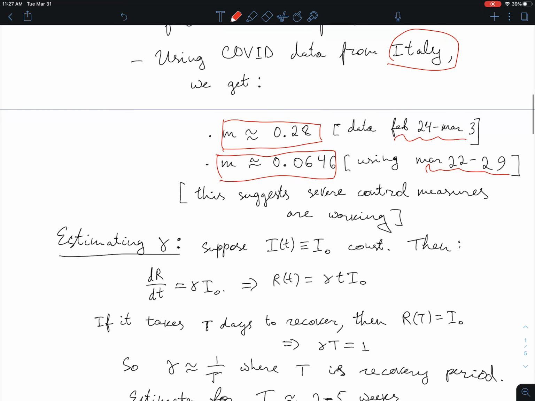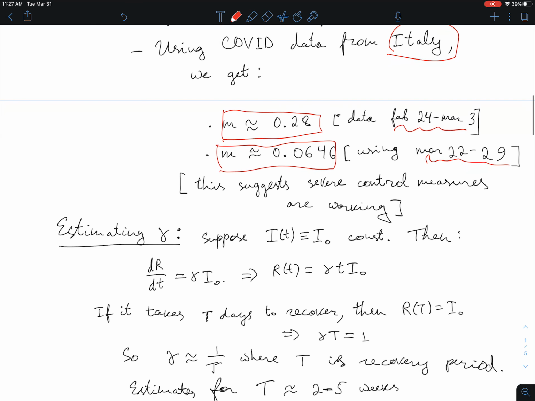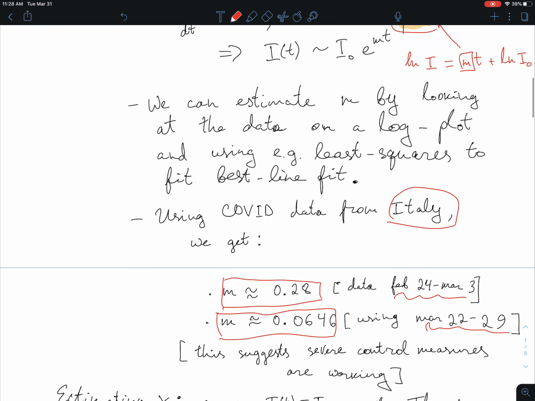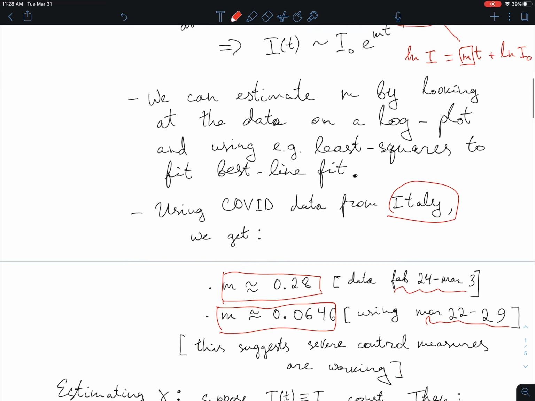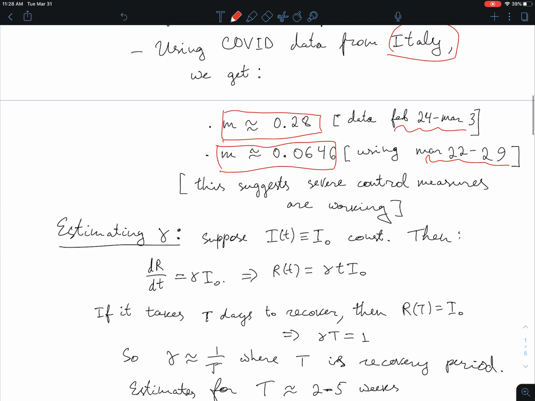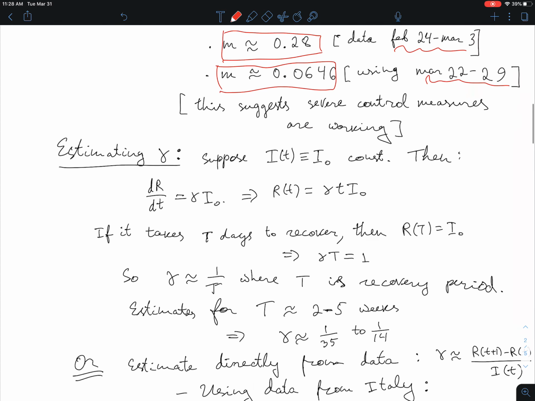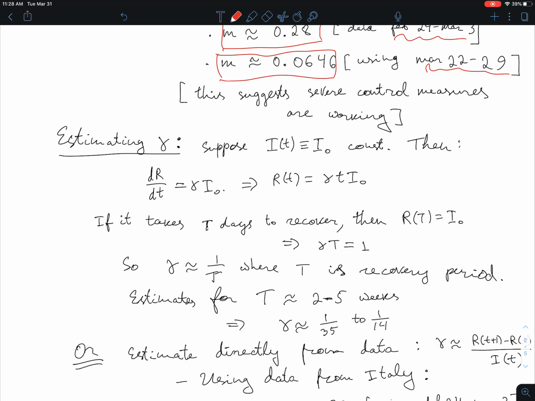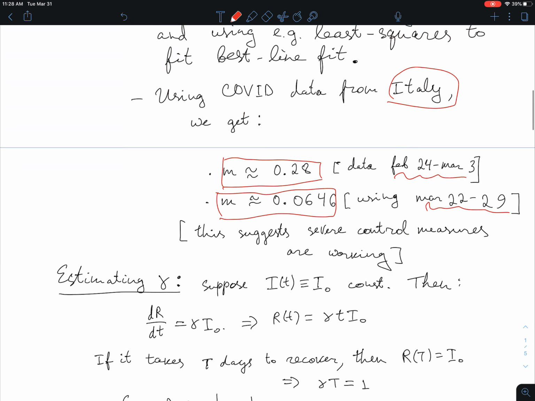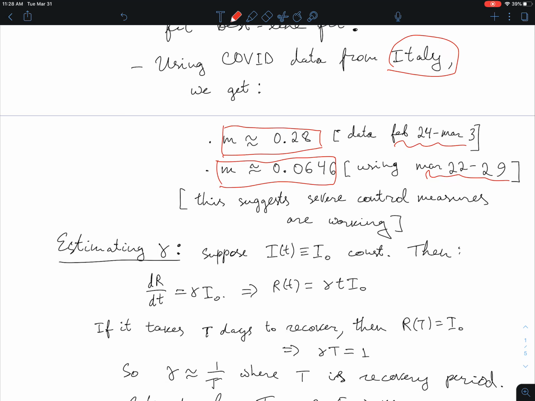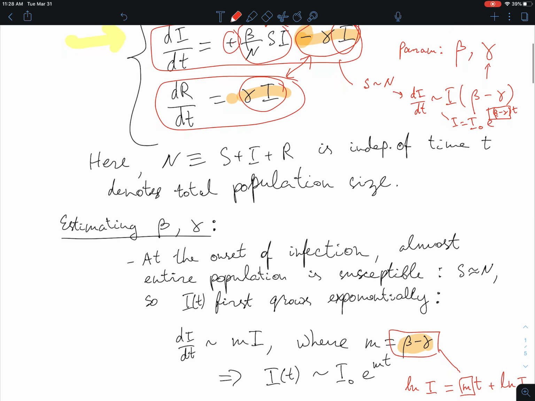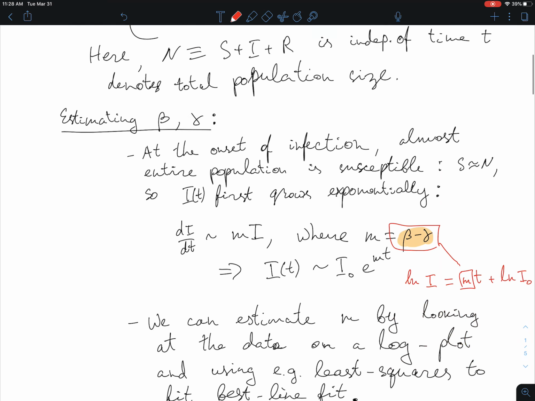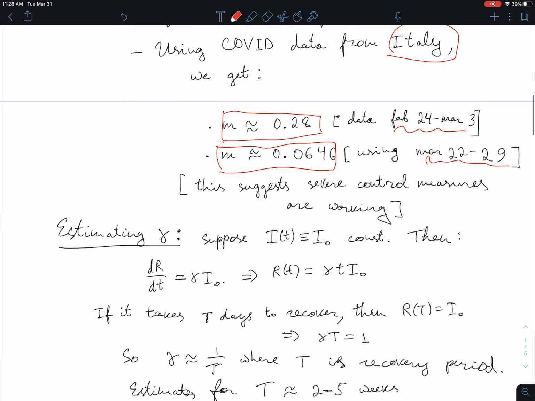So now the second parameter that we need to estimate, we need basically 2 parameters to estimate. Here we've estimated the difference, beta minus gamma, and let's see how we can estimate gamma directly. Okay. So gamma is the recovery rate. If you look at the last equation here, dR/dt equal to gamma times I, imagine I is a constant.